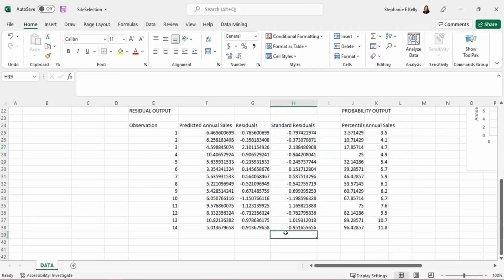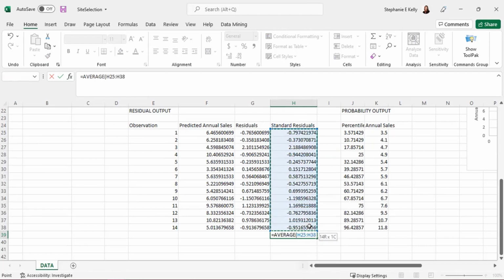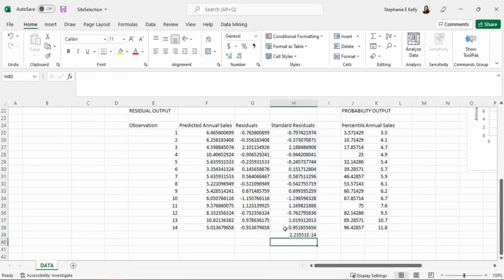If we take the average of these standardized residuals, that output should be really close to zero. And here we find that this is tiny. Remember, this scientific notation says that the real number is what you get if you move this decimal point 14 places to the left. As long as that mean of the standardized residuals is close to zero, which this is really close to zero, then we're not worried that we violated assumptions of homoscedasticity.